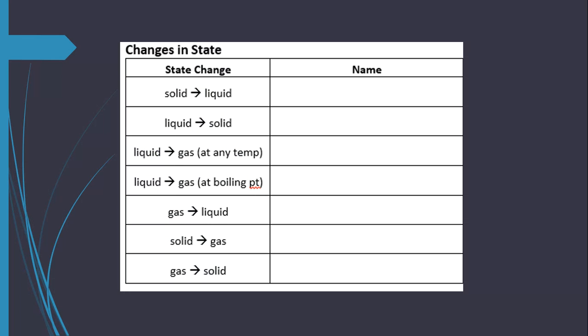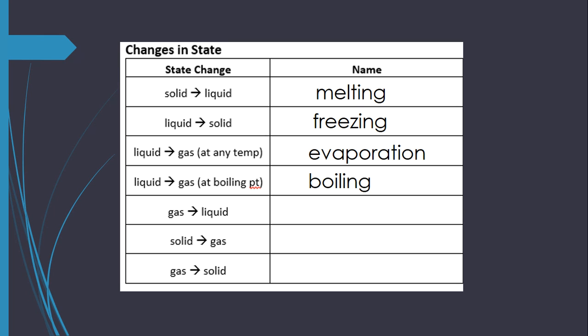All right, and you should know these changes of state, which again you should have learned before now. But if you turn something from a solid to a liquid, that is melting. If you turn a liquid to a solid, that is freezing. If you turn something from liquid to gas at any temperature, it's evaporation. But if you do it at, I don't love this distinction, but if you do it at a higher temperature, then we call that boiling.